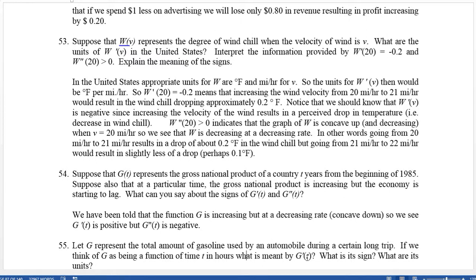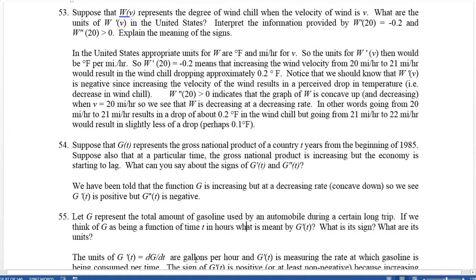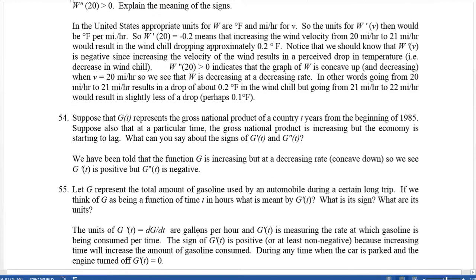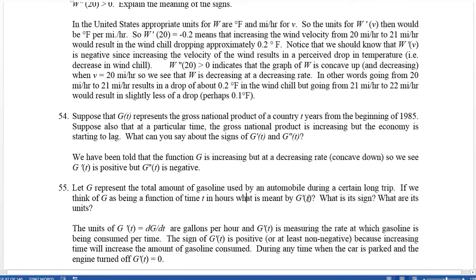Now, if they're at a point in the trip where they're stopped and the car's turned off, then the sign will be 0, because G is constant, it's not increasing. But G prime would definitely not be negative. A car doesn't generate gasoline as it travels, it burns gasoline. And the units then would be the units of G per t, so gallons per hour.